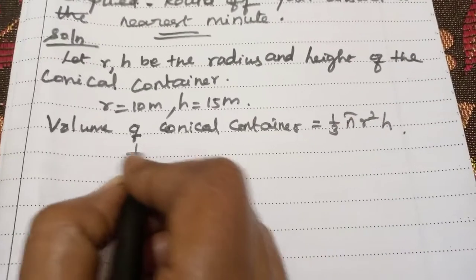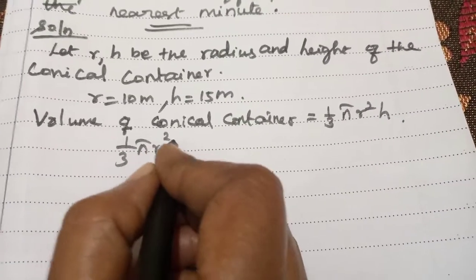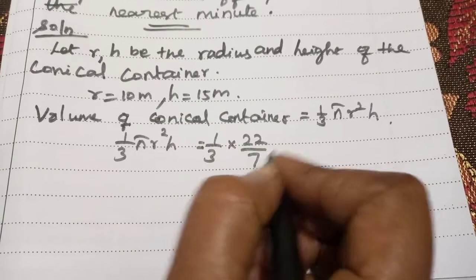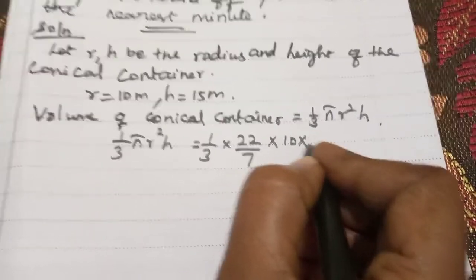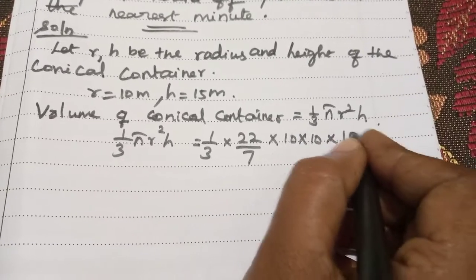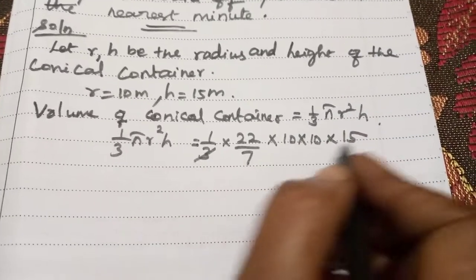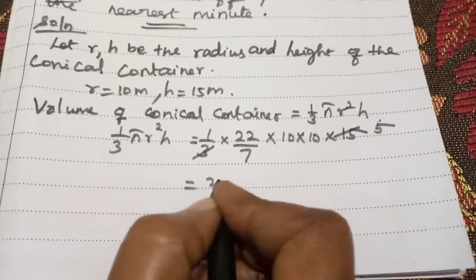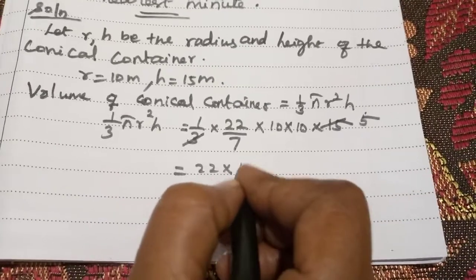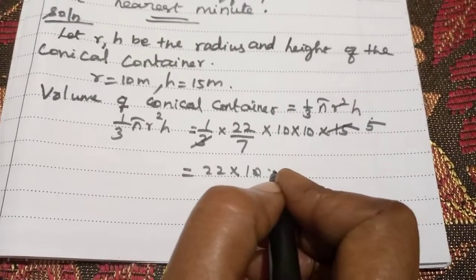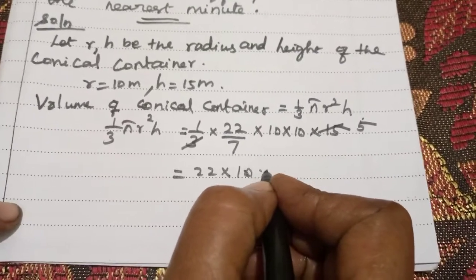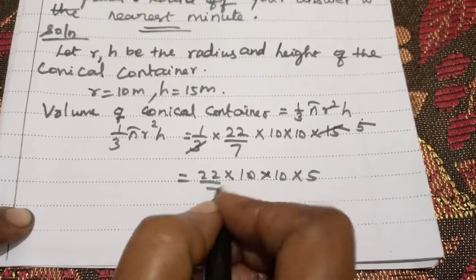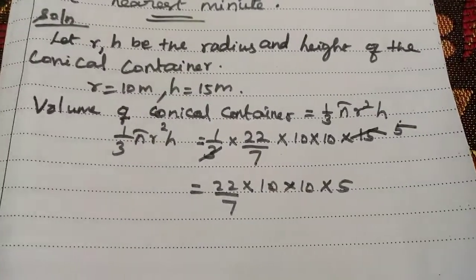1 by 3 pi r square h, let us find the value, is equal to 1 by 3 into pi value 22 by 7 into r is given 10, r square is 10 into 10, into h is 15. This 3 and 15 can be cancelled. 5 3s are 15. Remaining, let us write 22 into 10 into 10 into 5 by 7. It is the volume of the conical container.